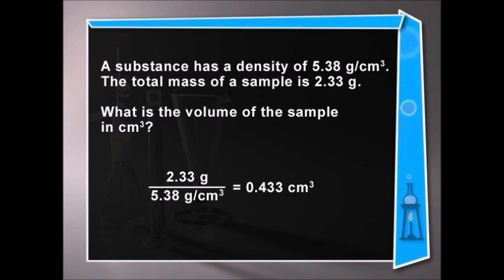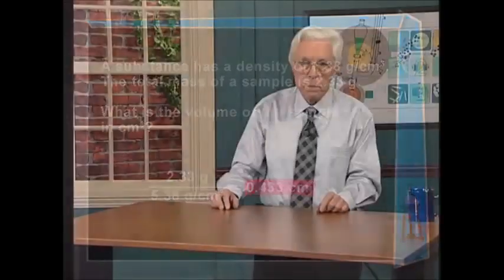This is the amount divided by the this per that, just like students divided by students per room. Students divided by students per room was rooms, and grams divided by grams per cubic centimeter would be cubic centimeters. 2.33 grams divided by 5.38 grams per cubic centimeter means that I have about 0.433 cubic centimeters of this material.